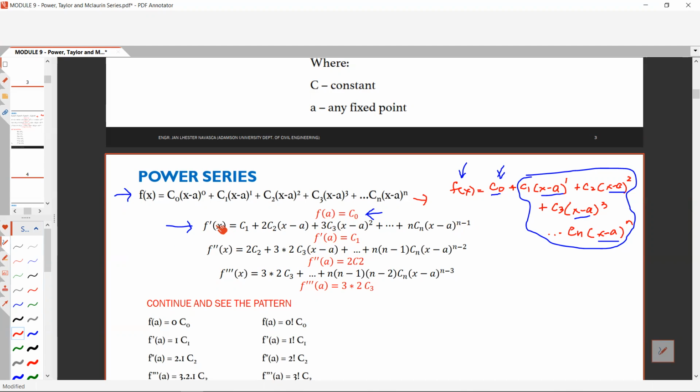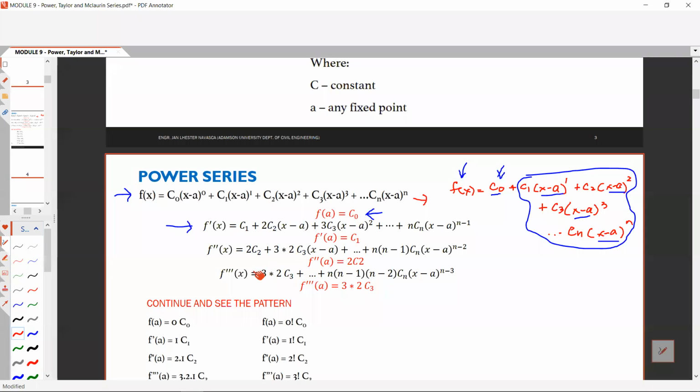Okay, so take the second derivative, or sorry, take the first derivative of f prime of x, or f double prime of x, which is this one. The derivative of the constant magiging 0 na siya ngayon. This one, kung mapapansin nyo, this time nagiging 3 times 2 to. So nagiging n times n minus 1 to. So ganun ang concept. Again, how are we going to find c sub 2 by letting x equal a? So mapapansin nyo, naging 2 c sub 2.